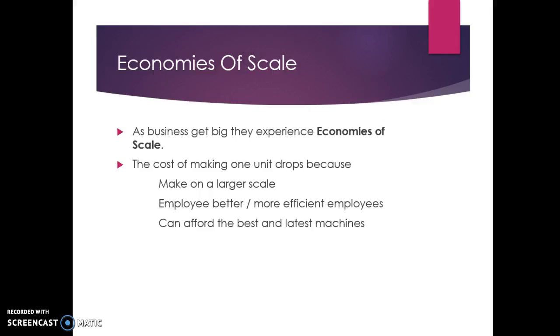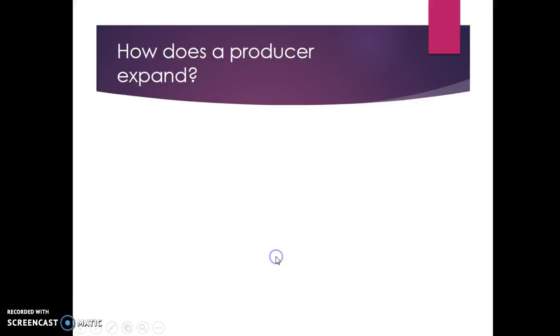Likewise, if they're getting bigger, they can employ better and more efficient employees that work quickly, faster, and also with less waste and mistakes. And for that reason, they can reduce the unit of output cost. Also, affording the best and latest machines means that, again, they can work to a much higher quality, much more efficiently, and a little bit like the employees, there's going to be less waste. And for that reason, the unit of output cost will reduce.